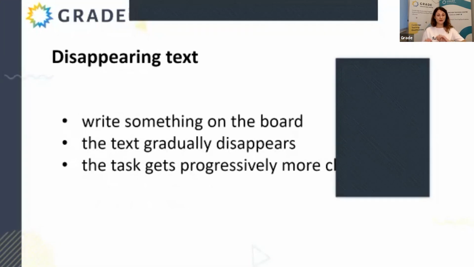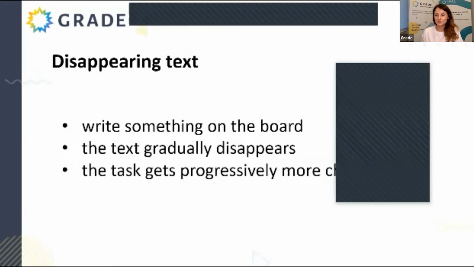Then there is a disappearing text, another activity I wanted to share with you today. This is when you write something on the board and then you erase things. So it's kind of a dictogloss the other way around. You write, let's say, several sentences on the board, and then you say, okay guys, you have 2 minutes to read it and to try to remember as much as possible.